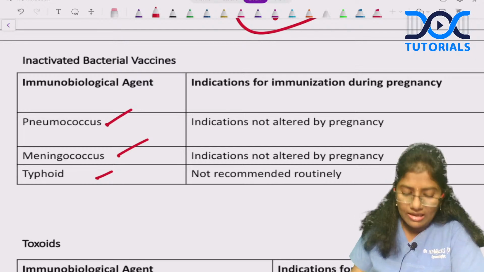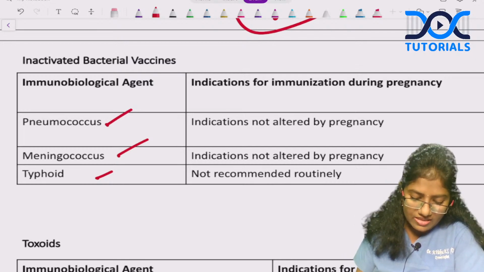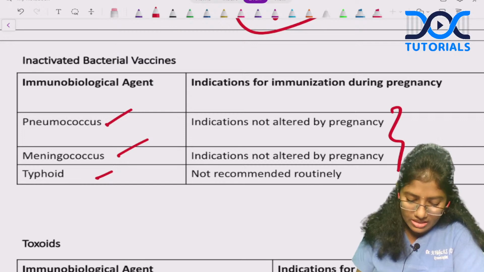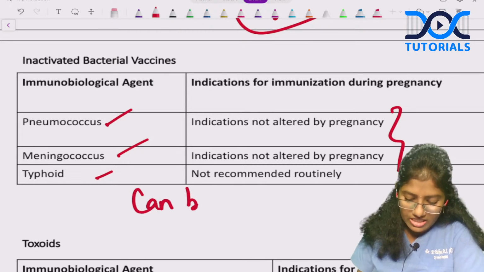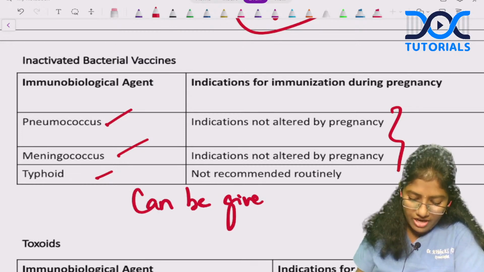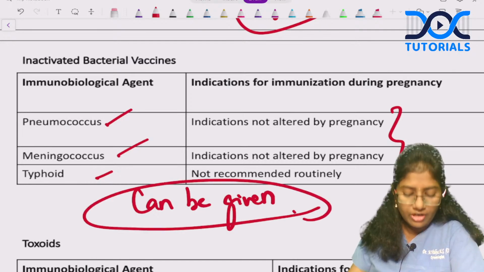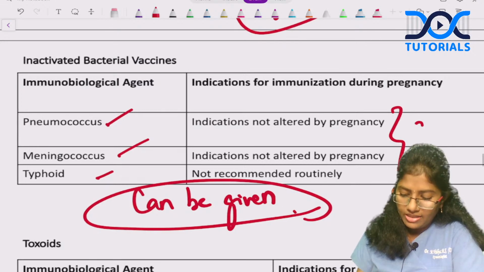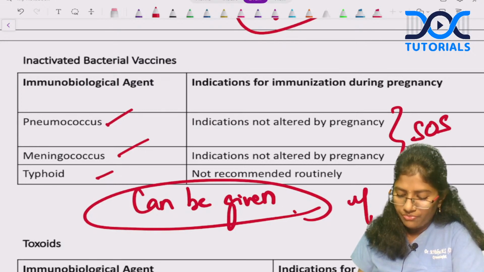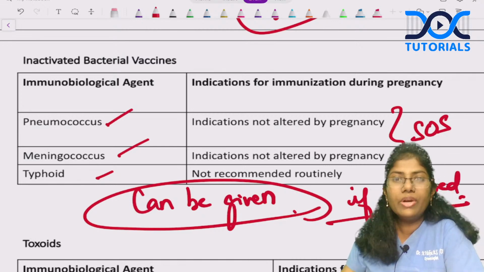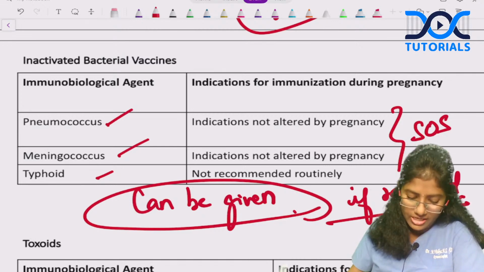Yes, they are not live vaccines. These vaccines can be given during pregnancy. Pneumococcus, meningococcus if required, on an SOS basis. So if required, these vaccines can be given during pregnancy. You all understand? Okay.